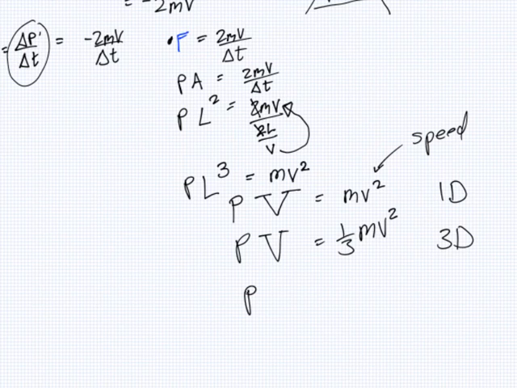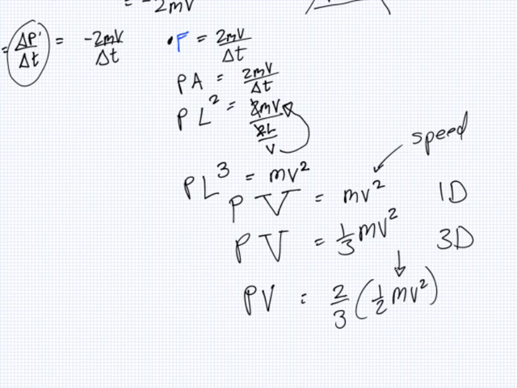Little trick now. I'm going to put a 2 here and a half here. Now, what's the reason for that? Well, what do I have here now? Kinetic energy. So the pressure times the volume is equal to 2/3 the kinetic energy.